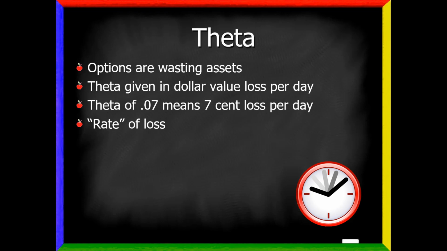Another important fact is that only the extrinsic value decays, or the time value. So if you have an option that is rich with intrinsic value, you shouldn't worry that the entire option's price is going to decay with the passage of time. It's not. Intrinsic value is not decayable. It is only the extrinsic value that decays.